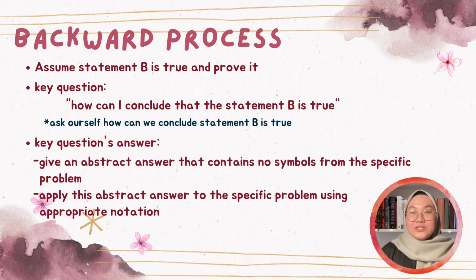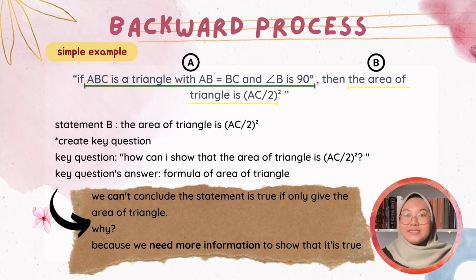And the second thing to find the answer of key question is to apply this extra answer to the specific problem using appropriate notation. So here is a simple example that I choose. If ABC is a triangle with AB equal to BC and the angle B is 19 degrees, then the area of triangle is AC over 2 squared.